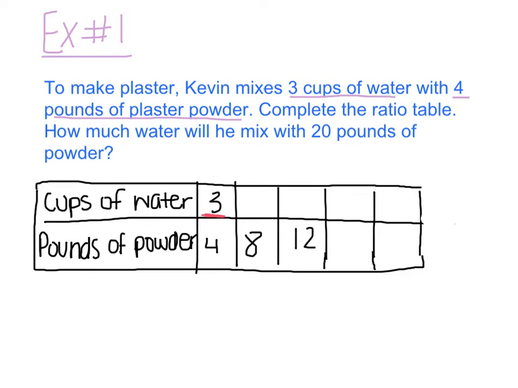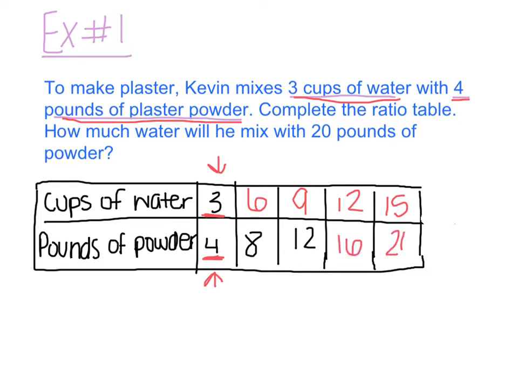They already put the 3 cups of water that was up here and the 4 pounds of powder that was up here. So on the top, we're going to be counting by 3s. So we have 3, 6, 9, 12, and 15. And then on the bottom for powder, we're counting by 4s. So 4, 8, 12, 16, and 20. So now we've completed the table. On the top we were counting by 3s, on the bottom we were counting by 4s, and now we can answer our question. How much water will he mix with 20 pounds of powder?